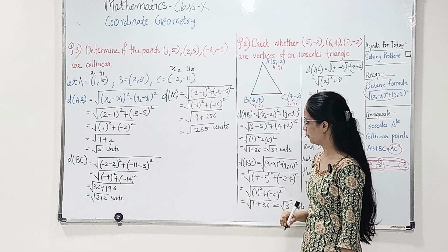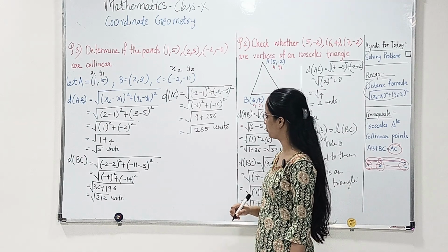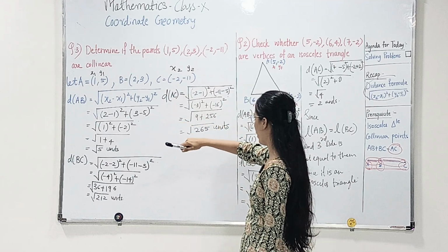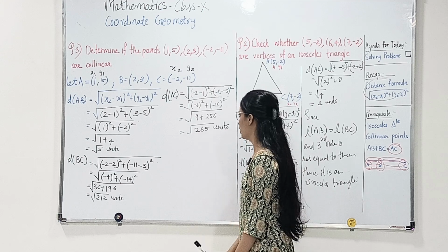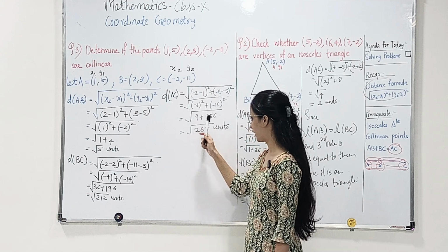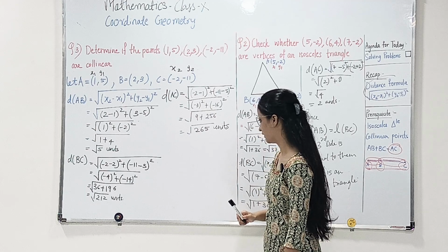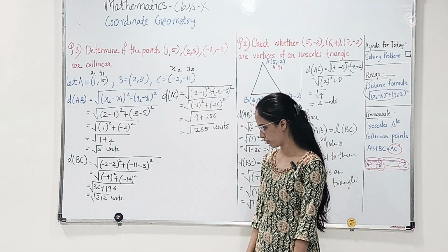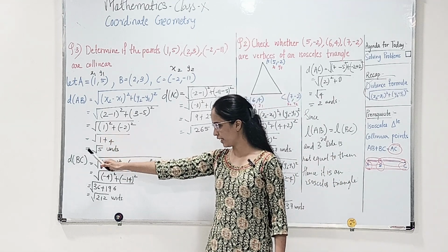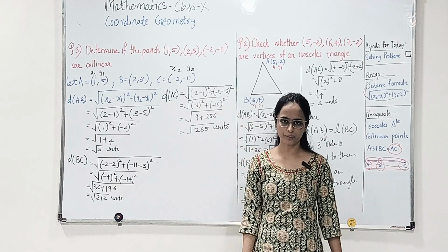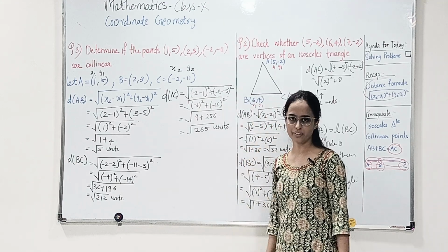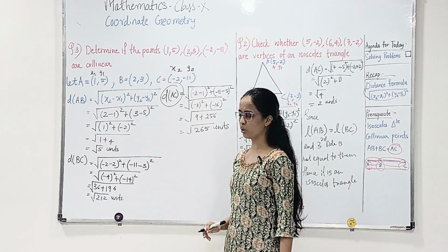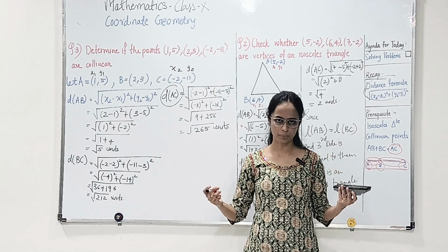So here if you see, let me just verify it once again. Your x2 is minus 2, your x1 is 1, minus 11 minus 5. Okay, right. So this is 256, this is 9, 9 plus 256 is 265. So you have got the third length to be under root of 265. Now the first length is root 5 units, the second is under root 212 units, and the third one is under root 265 units. So out of these three, the largest one is AC.